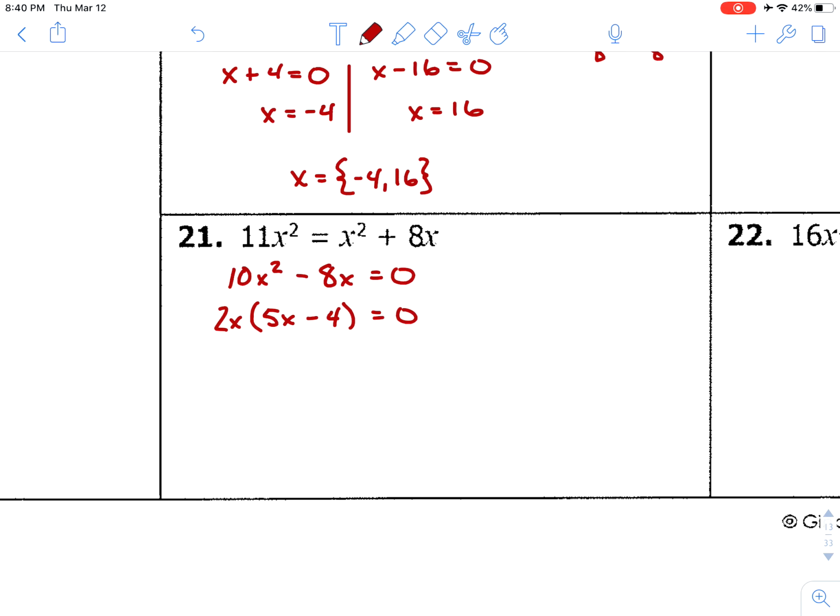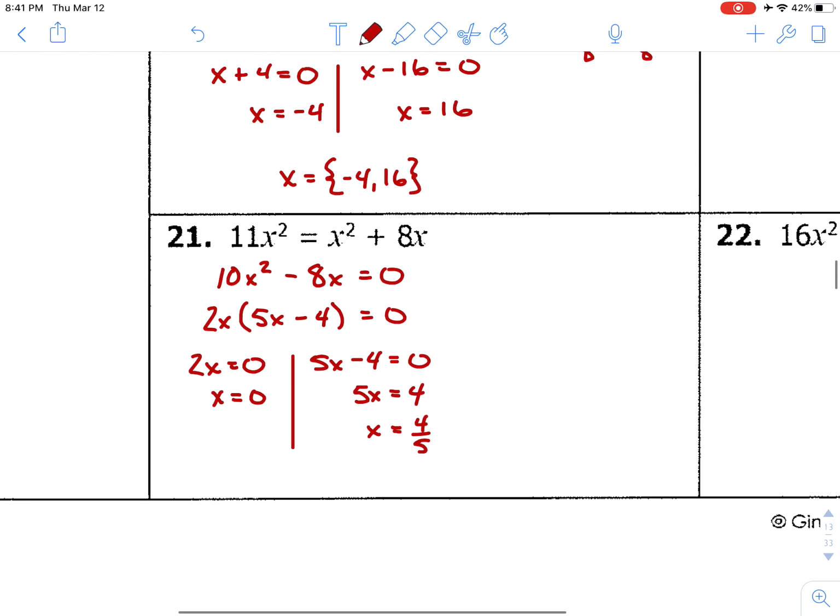Again, now I have this completely factored. It's written as a product of linear factors, so I can set each factor equal to 0. So I get 2x equals 0 and 5x minus 4 equal to 0. On the left, it's pretty straightforward. I'm going to divide both sides by 2. I'm going to get x equals 0. On the right, I'm going to add 4 to both sides. It's going to give me 5x equals 4. And when I divide both sides by 5, I'm going to get x equals 4/5, or 0.8.